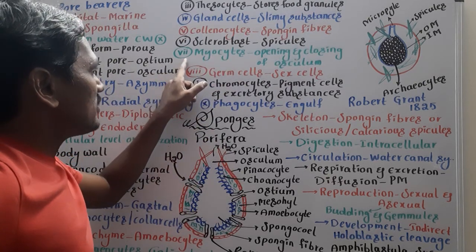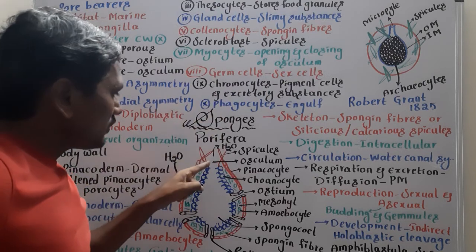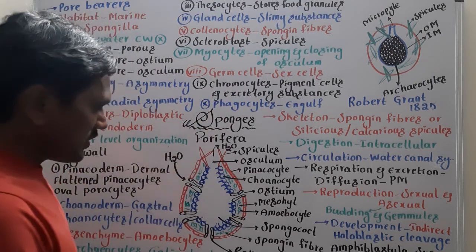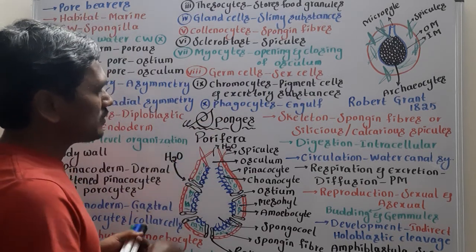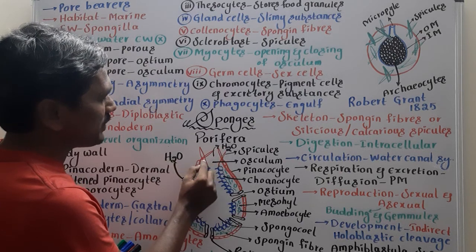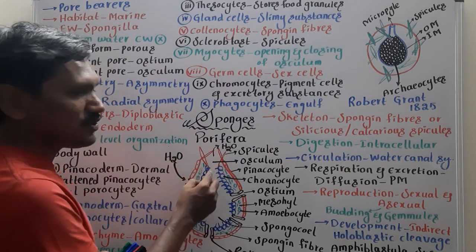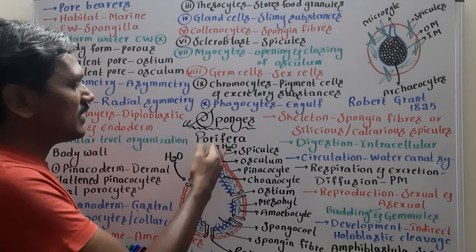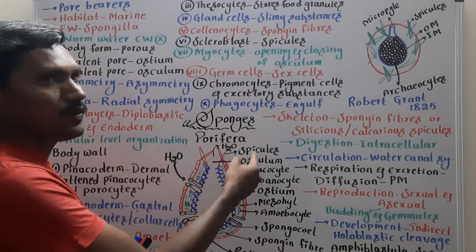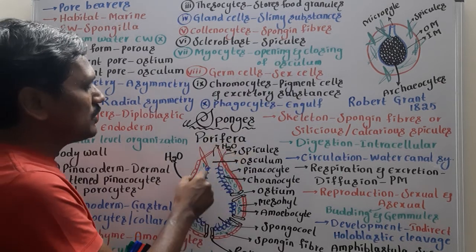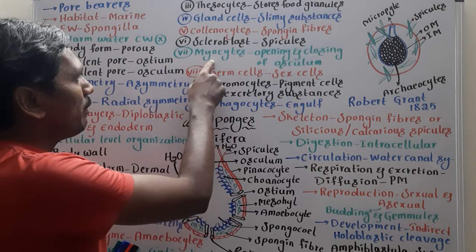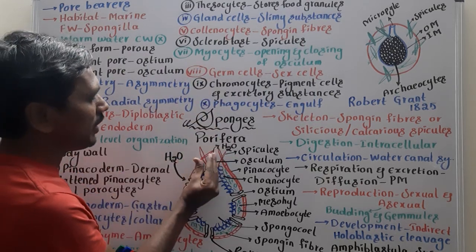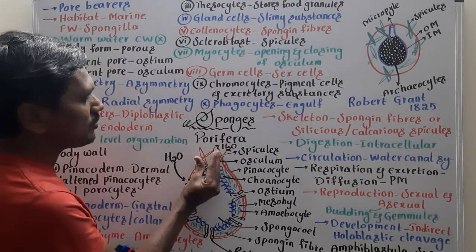Then the next cell, myocytes. Here I actually mislabeled, and I am telling here myocytes. Myocytes are the cells present around the osculum. Osculum is the exit, or exhalent pore, where the water goes out. So the osculum is surrounded by myocytes. These myocytes help in the closing and opening of the osculum.